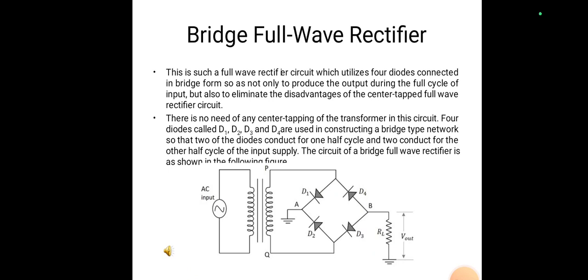In this case, four diodes, D1, D2, D3 and D4, are used. They constitute the bridge type of network. That's why this type of rectifier is called a full wave bridge rectifier. In this diagram, the AC input voltage is given to the transformer. Then from the secondary of the transformer, it is given to the bridge network, and the output is taken across the load resistor. So we will see the working of the full wave bridge rectifier.